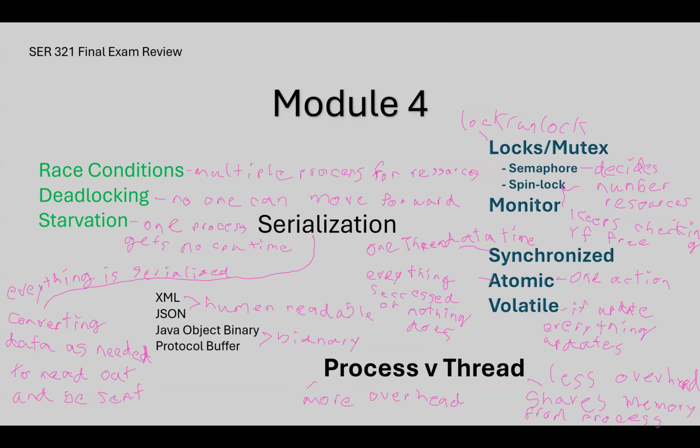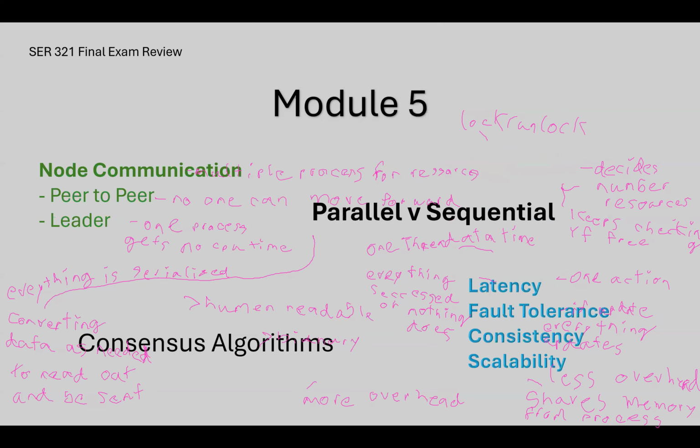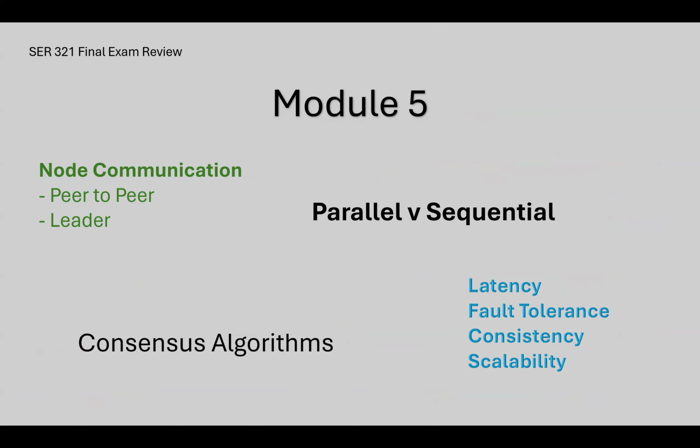All right. I think that was probably the biggest one. Let's see, module 5. This one is the one where we talked about consensus algorithms, where we establish various ways different network nodes can communicate. Primarily talked about peer-to-peer.